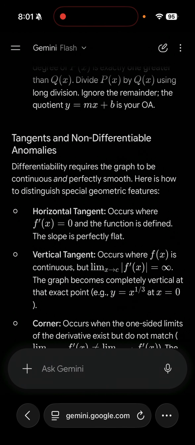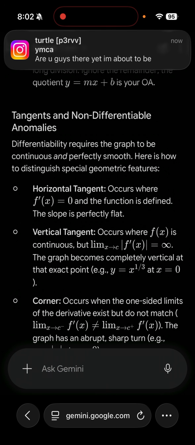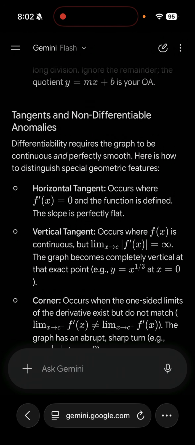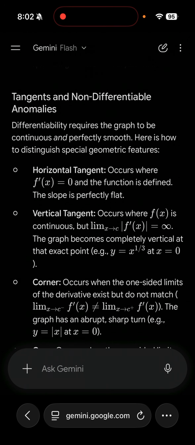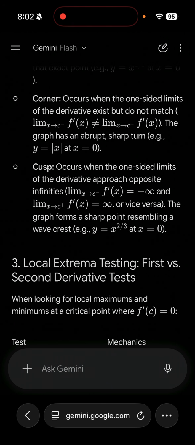Tangents and non-differentiable anomalies. A horizontal tangent occurs when the derivative of f equals 0 and the function is defined. The slope is perfectly flat. A vertical tangent occurs when f(x) is continuous, but the limit as x goes to c of the absolute value of f prime of x equals infinity. The graph becomes completely vertical at that exact point. For example, y equals x to the power of 1 over 3 at x equals 0.